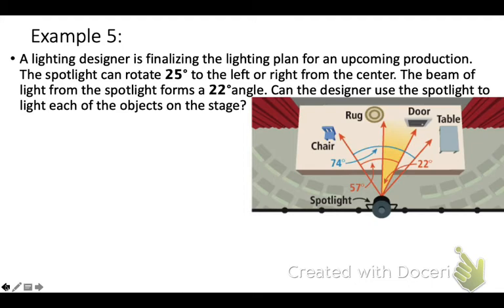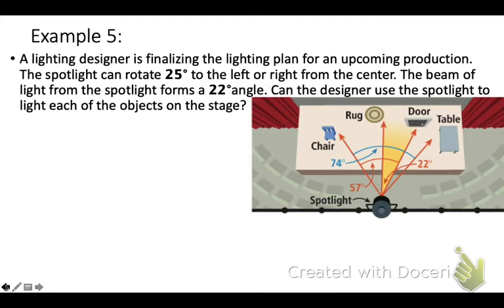Make sense? Okay, the lighting designer is finalizing the lighting plan for an upcoming production. The spotlight can rotate 25 degrees to the left or right from the center. The beam of the light from the spotlight forms a 22-degree angle. Can the designer use the spotlight to light every object on the stage? So we need to do some math and figure things out.